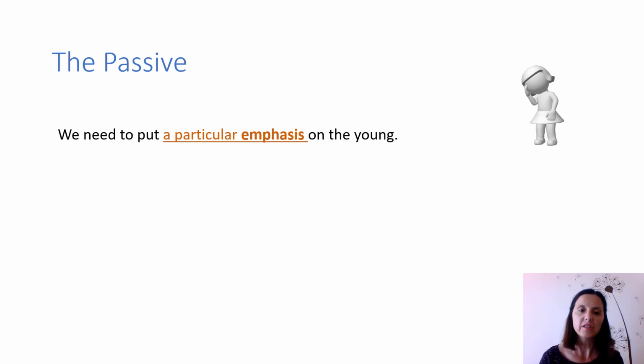What is the object in this sentence? A particular emphasis. When we transform a sentence from active into the passive, the first thing you should do is move the object of an active sentence to the first place of the passive sentence. So, you will have this beginning of your passive sentence, a particular emphasis.